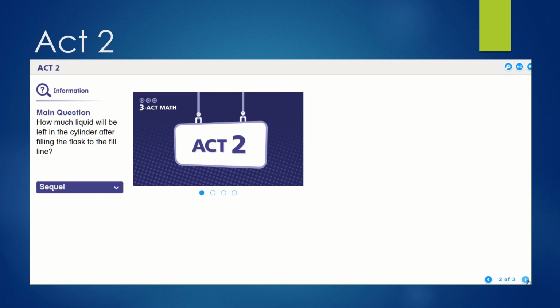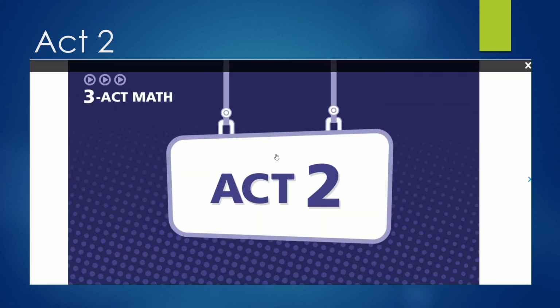Okay, so hopefully you've thought about what information you need, and you've made a little prediction if you can. And now I'm going to give you a little bit more information. So remember, our main question is, how much liquid will be left in the cylinder after filling the flask to the fill line? Well, let's take a look.